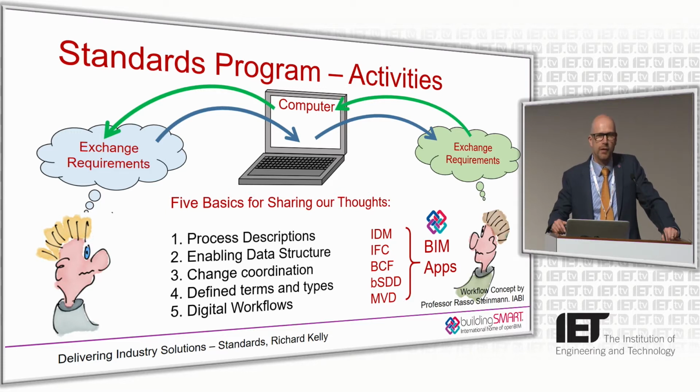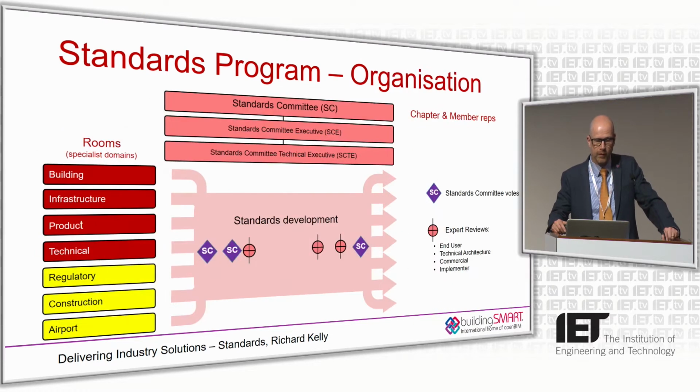So in order to deliver these open digital standards, we have an organisation, because it's all about professionalising how we do things within a predominantly volunteer community. So we have a standards programme, and the standards programme is organised at the top with our Standards Committee. The Standards Committee is the body of people made up from our members and our chapters. So being a member of buildingSMART gives you a vote on the International Standards Committee when a standard is being developed. That is the biggest opportunity for being a member.